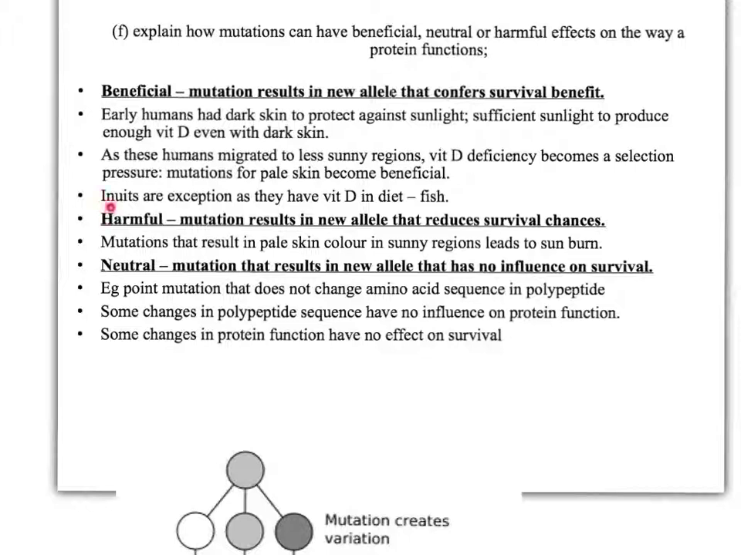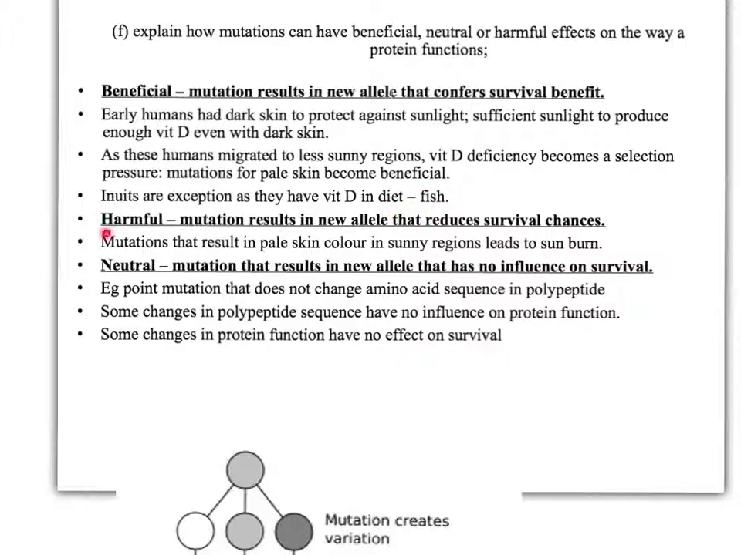The exception to this, just as a complete aside, are Inuits. They didn't have the same selection pressure for producing vitamin D because they get their vitamin D from the fish in their diet. So Inuits that live in Greenland and near the North Pole still have quite dark skin, but they don't get their vitamin D from sunlight. They get their vitamin D from fish in their diet.